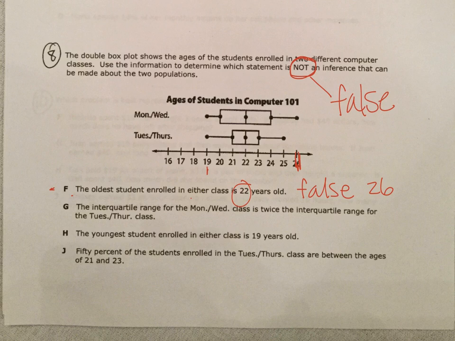Okay, so look at G. The interquartile range for the Monday-Wednesday class, interquartile range is here, is twice the interquartile range for the Tuesday-Thursday class. Okay, this is a true statement. So this is not my answer.